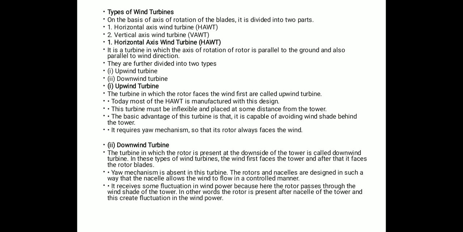The rotor and nacelles are designed in such a way that the nacelle allows the wind to flow in a controlled manner. It receives some fluctuation in wind power because here the rotor passes through the wind shade of the tower. In other words, the rotor is present after the nacelle of the tower, and this creates fluctuation in the wind power.